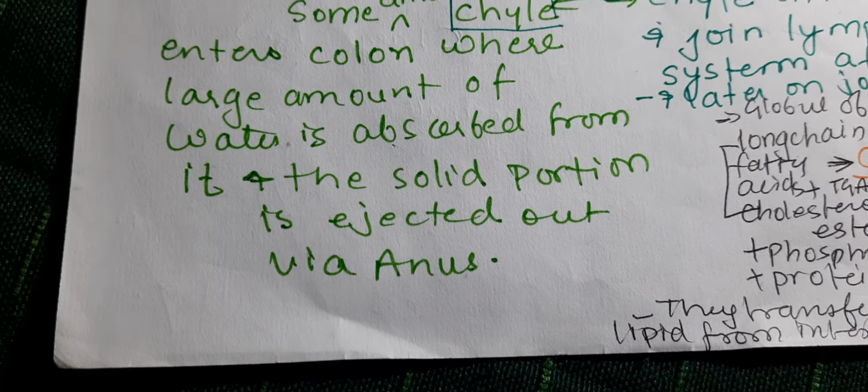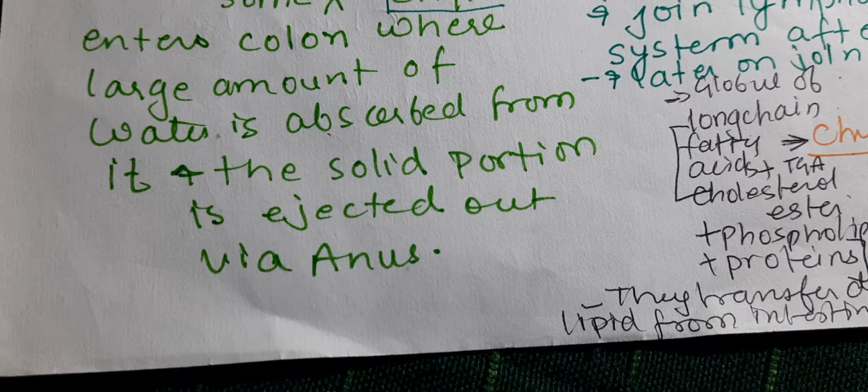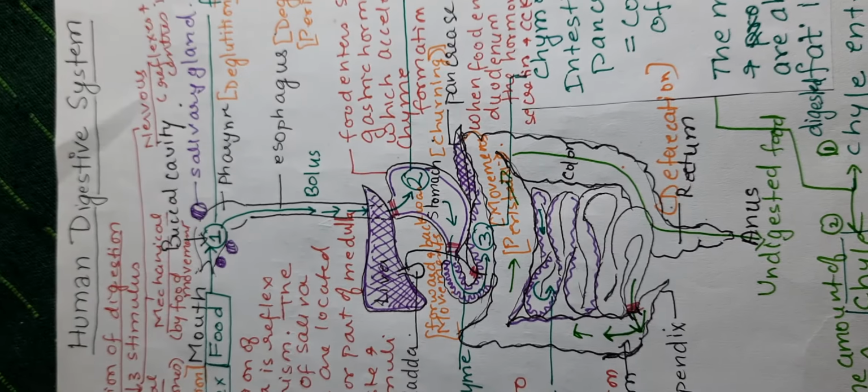the undigested food moves into the large intestine, enters the colon, where a large amount of water is absorbed from it, and the solid portion is ejected via the anus. So this is the complete GI tract that we have done. So here we complete the digestion and absorption.